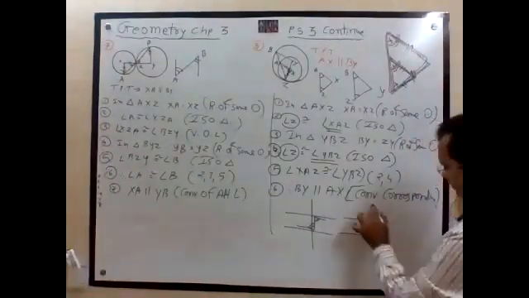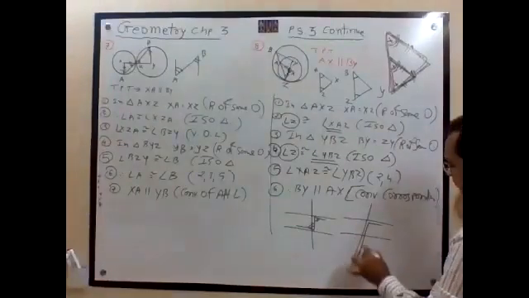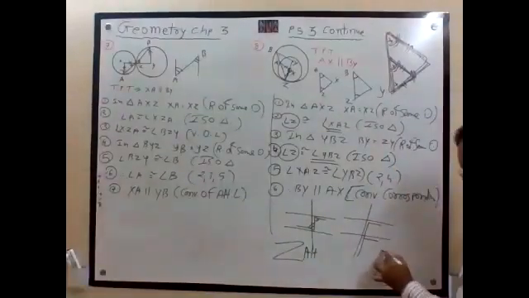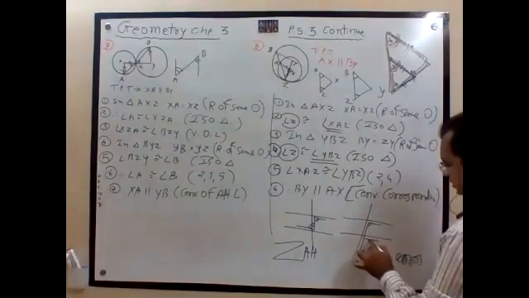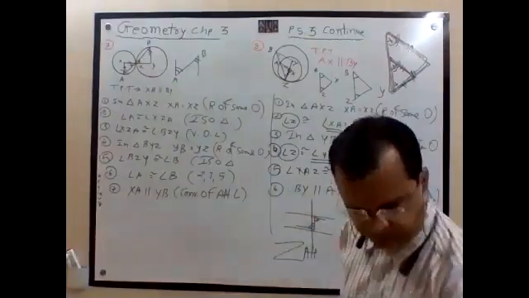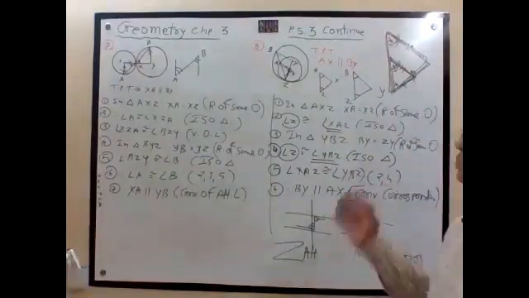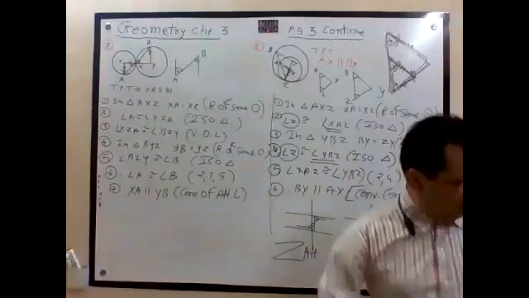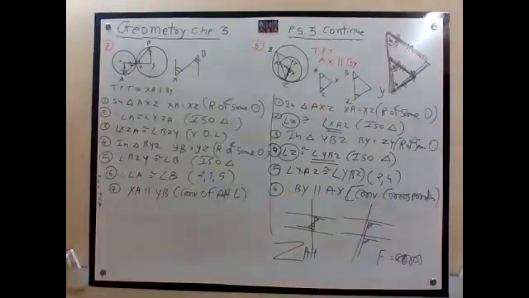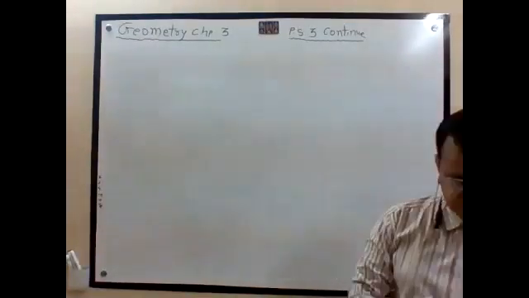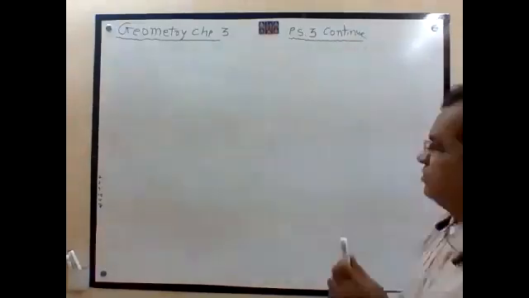Exactly same. For F, Z means alternate. This is F. Corresponding, this and these are equal. So two very good example I have written which I have to complete today. Now we will go for 9. Now ninth one.